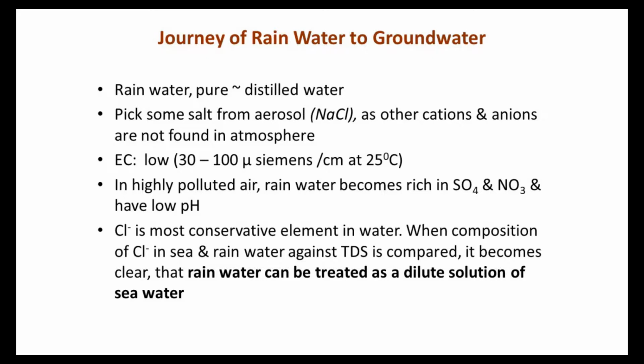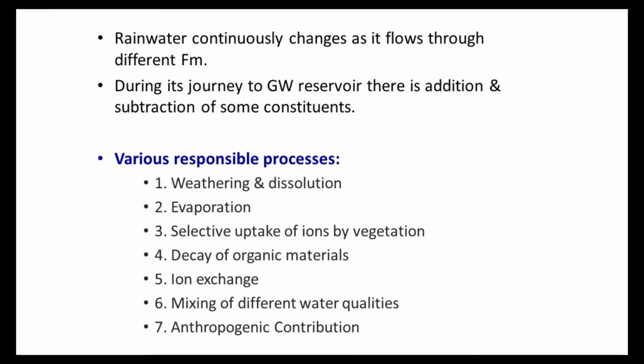Since chloride is the most conservative element present in water, when the composition of chloride in sea water and rainwater against TDS is compared, it becomes very clear that rainwater can be treated as a dilute solution of seawater. The rainwater continuously changes during its journey as it flows through different rock formations. During its journey to the groundwater reservoir or aquifer, there is some addition or subtraction of chemical constituents. This addition or subtraction takes place by a number of processes. There are various processes which are responsible for this addition or subtraction of chemical constituents during the journey of rainwater to the groundwater reservoir.